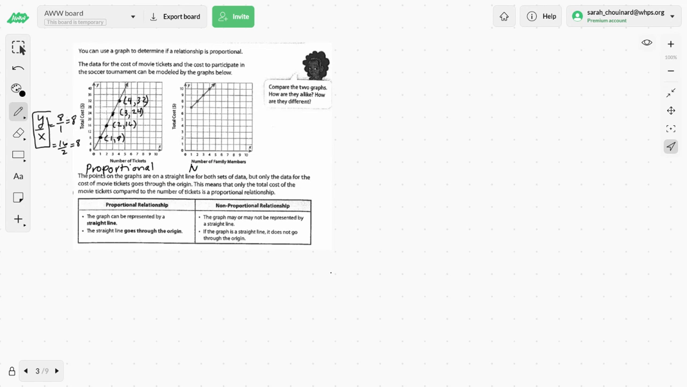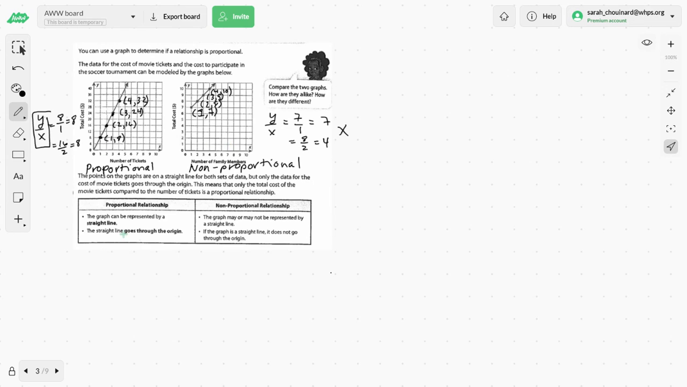It's going to be not proportional if it looks like this. So the x coordinate is 1, the y coordinate 7, the x coordinate's 2, the y coordinate's 8, 3, 9, 4, 10. And so if I divide y by x, 7 divided by 1 is 7, 8 divided by 2 is 4. These are not equal, so it's not proportional.